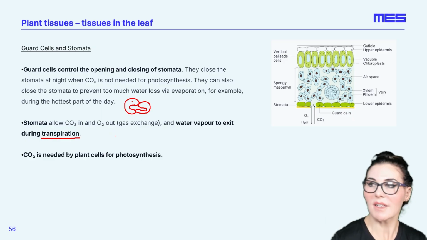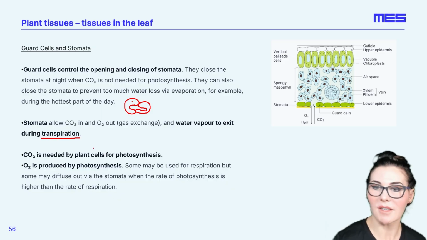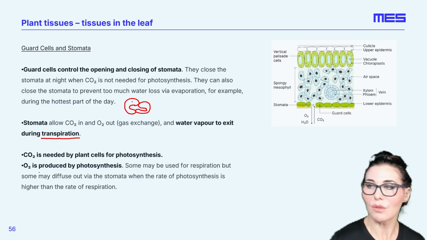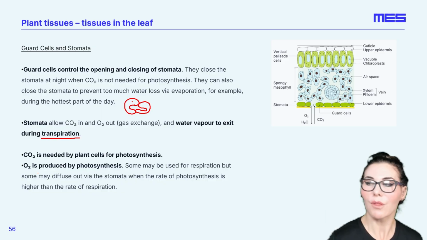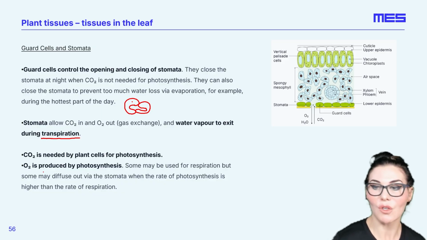Carbon dioxide is the gas needed for photosynthesis, remember, and oxygen is a product of photosynthesis. Now, oxygen is useful to the plant because the plant can actually use it for its own respiration, but a lot of the oxygen it doesn't use will end up leaving the leaf through the stomata into the atmosphere so that other organisms can use that oxygen for their respiration.